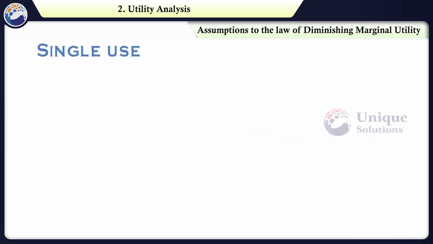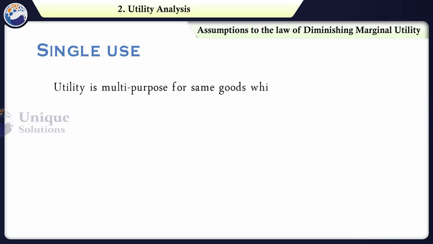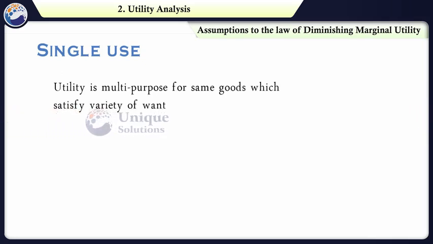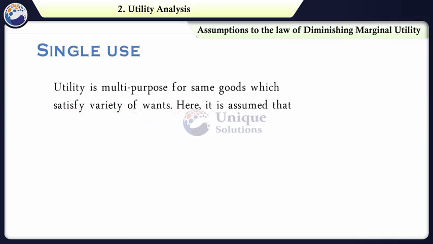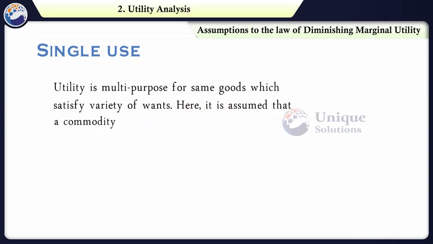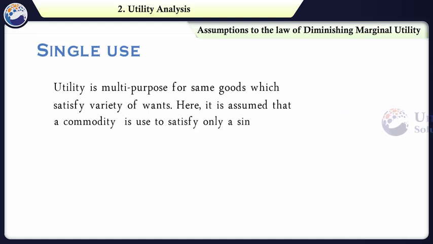Single use. Utility is multi-purpose for the same goods, which satisfy a variety of wants. Here, it is assumed that a commodity is used to satisfy only a single want to experience the law.